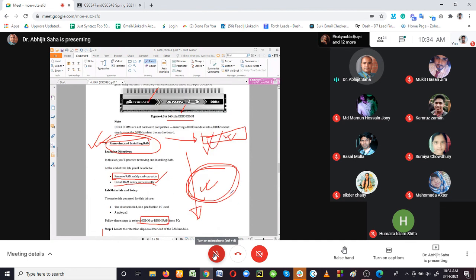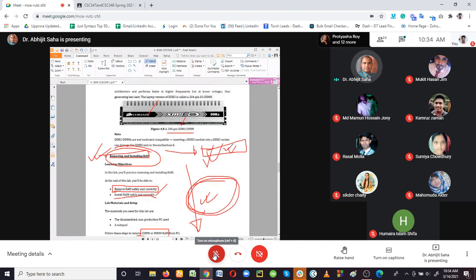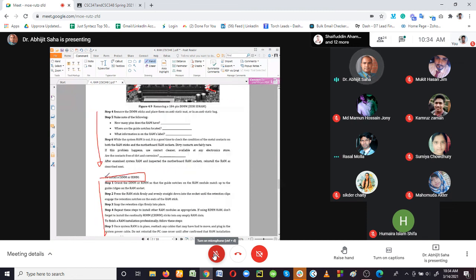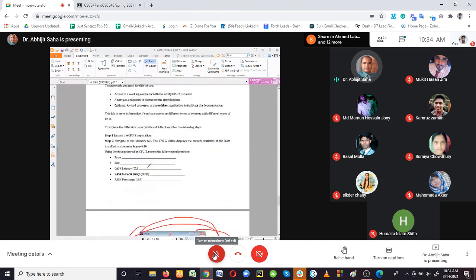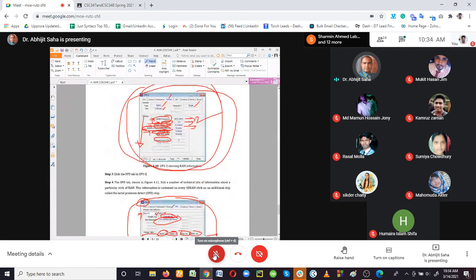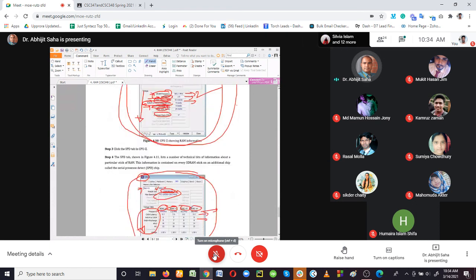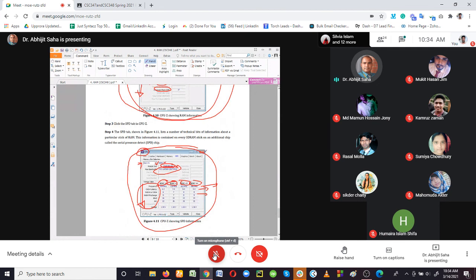And then in case of removing and installation, for this you are going to tell step by step how it is installed and how it is removed. The pictures also can be collected from the internet, okay? And then you are going to go to the CPU part, take these pictures, and explain this information line by line, okay? You understand? Okay, sir. Yes, sir.